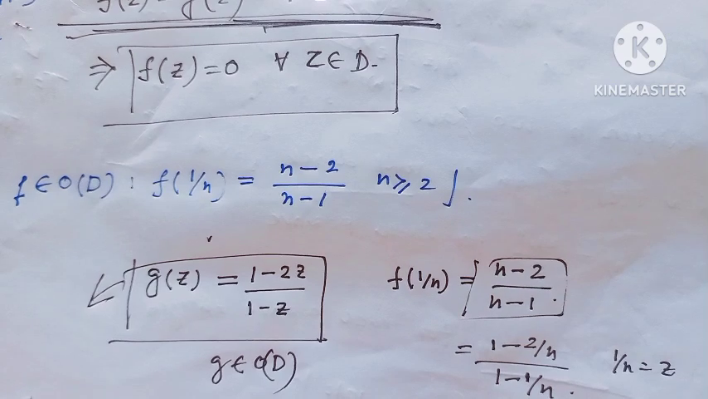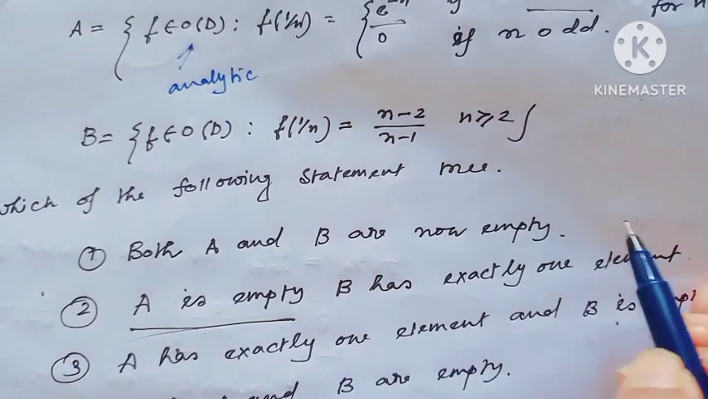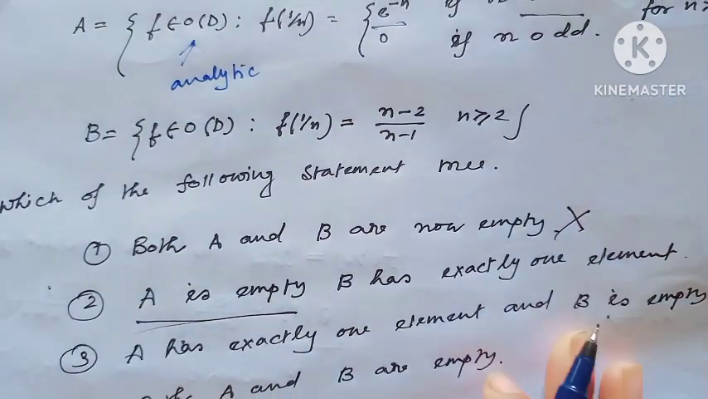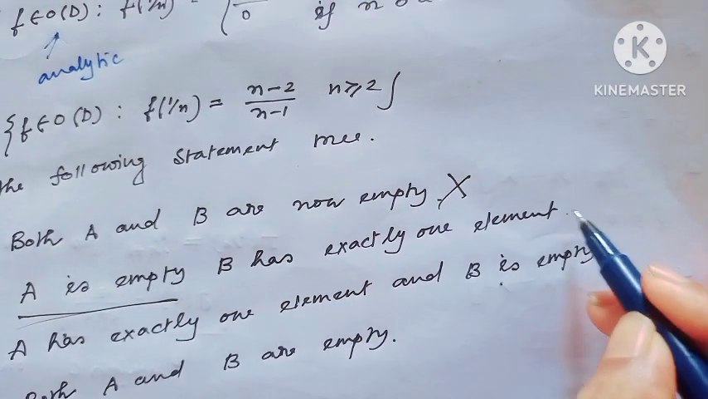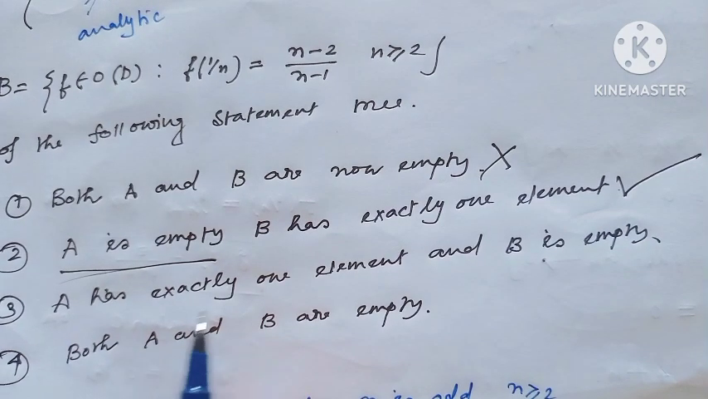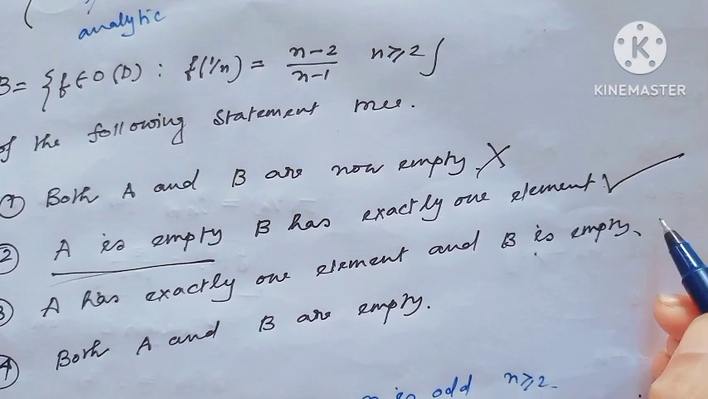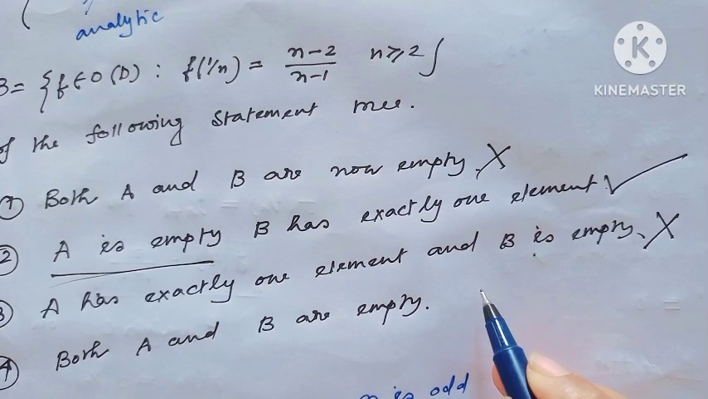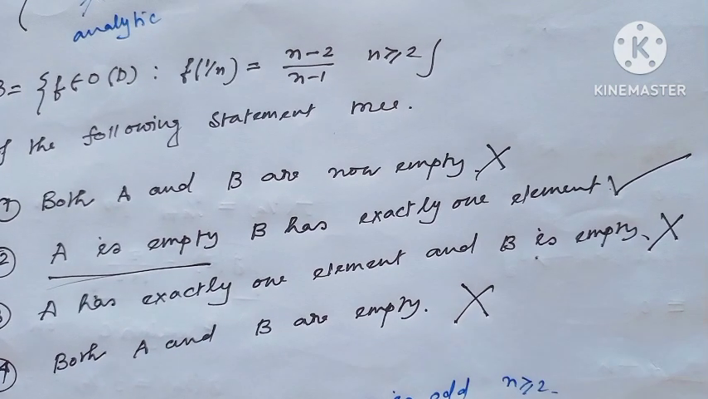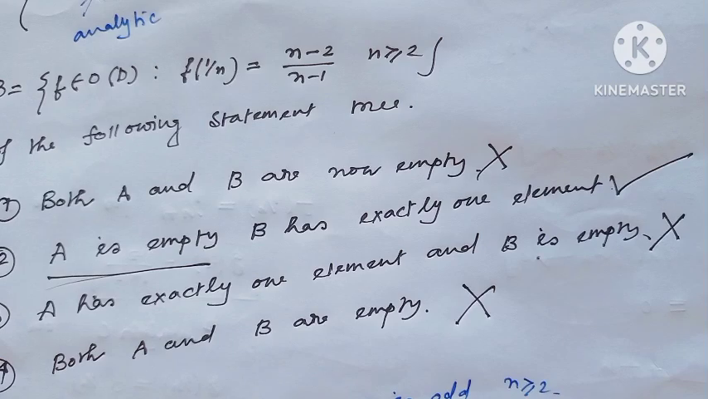Now notice the options. Option 1 indicates both A and B are empty. This is wrong. Option 2 indicates A is empty but B has exactly one element. This is true. Option 3 indicates A has exactly one element and B is empty. This is also wrong. Option 4 indicates both A and B are empty. This is also a wrong option. I hope all my viewers have understood.